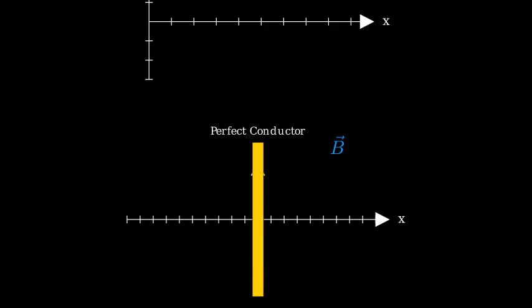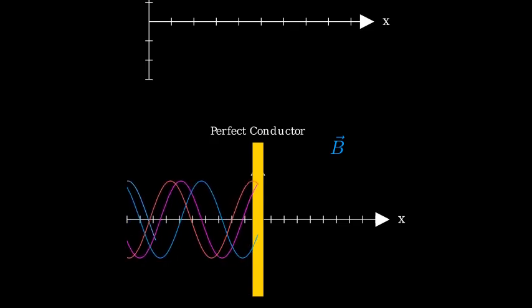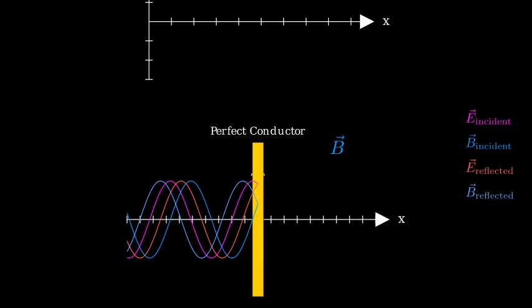Now, let's see what happens when an electromagnetic wave encounters a perfect conductor. When the wave hits the conductor, it gets reflected. Due to boundary conditions at the surface of the conductor, the reflected electric field is 180 degrees out of phase with the incident field, while the magnetic field remains in phase. The superposition of the incident and reflected waves creates what we call a standing electromagnetic wave.